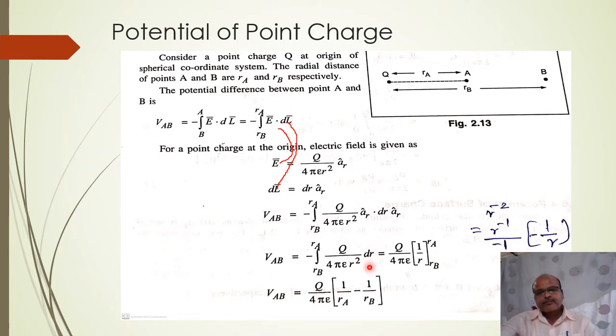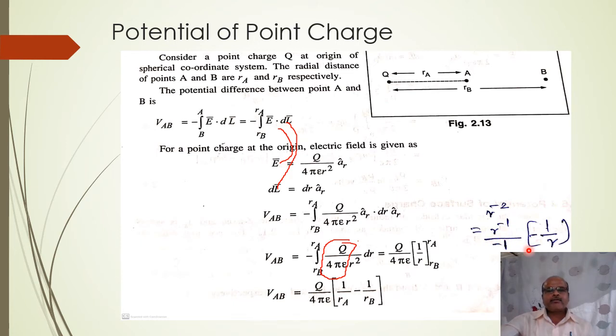Then next, take the constant term common out. What is constant here? Q upon 4 pi epsilon is a constant. Take it common out, and we have to solve the integral of 1 upon r square dr. You can solve by the U by V method, or if this r is taken on the upper side, we can represent it as r raised to minus 2. If we take the integral of r raised to minus 2, we will get r raised to minus 1 upon minus 1.